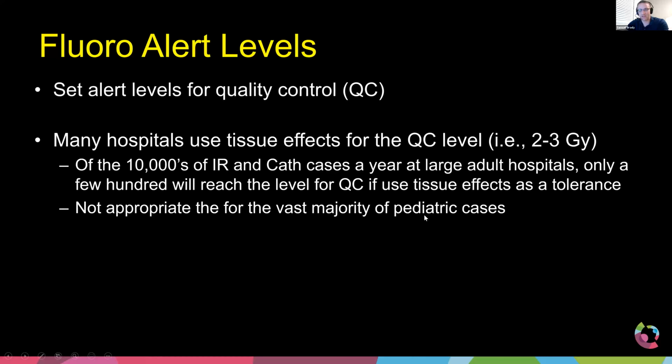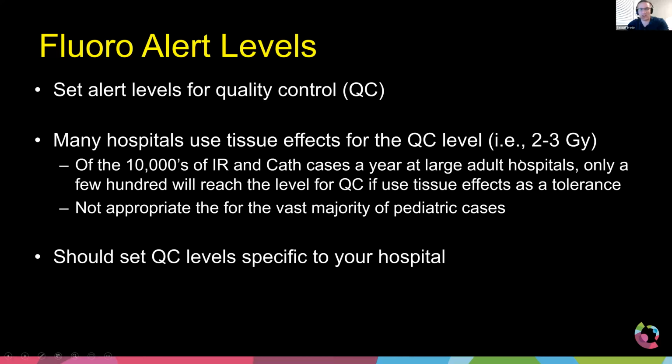It's definitely not appropriate to use the tissue effect level, the 2, 3, 4 gray, if you're setting alert levels for kids. In pediatric centers, we rarely even get this high for the more complex interventional and cath procedures, but especially in radiology, when you're doing VCUGs, video swallows, enemas, all that kind of stuff, you're never, ever, ever going to get close to 2, 3 gray. I hope you never do. If you do, you probably did something wrong.